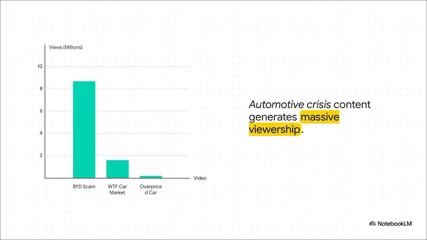Right alongside it, we have WTF is happening to the car market at 1.6 million views and the overpriced car epidemic at 189K. The algorithm clearly recognizes that viewers who are obsessed with macroeconomic collapse are also deeply, personally stressed out about the microeconomics of buying a car.